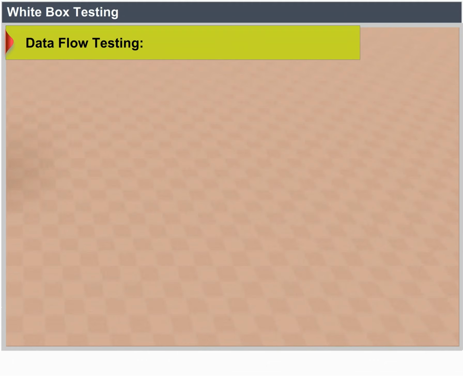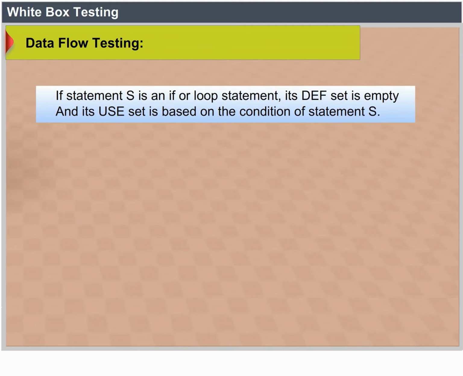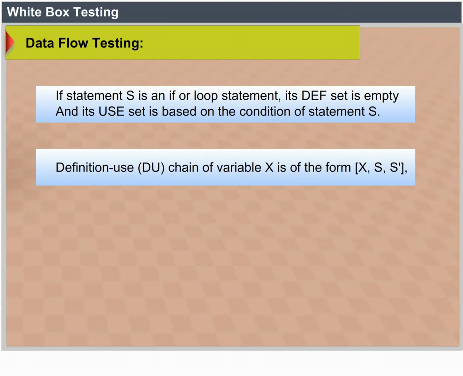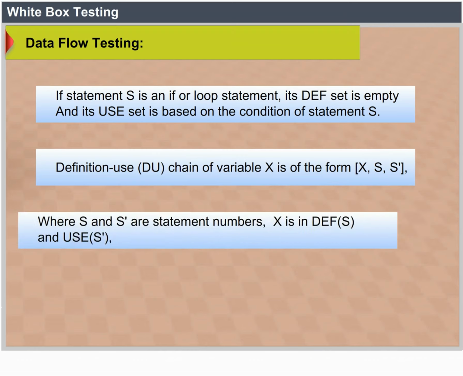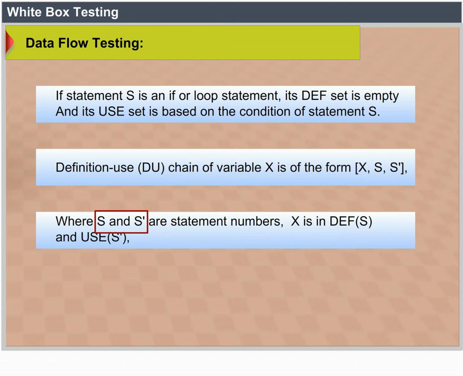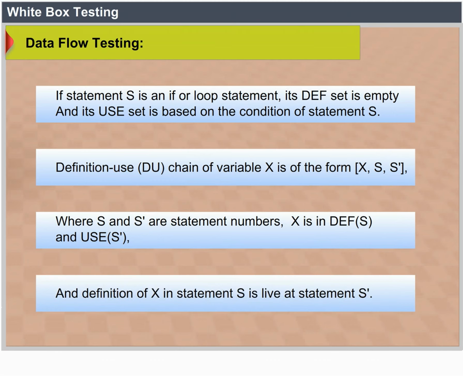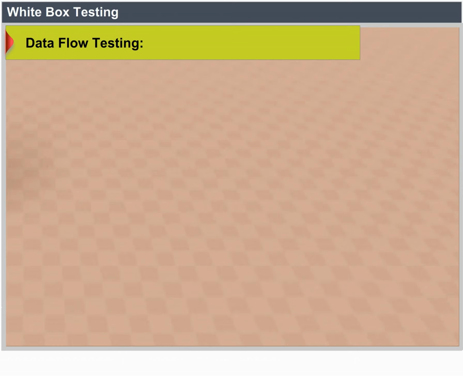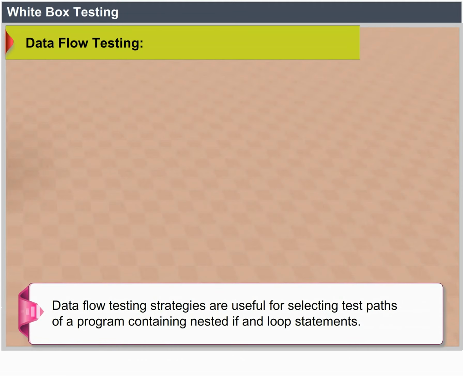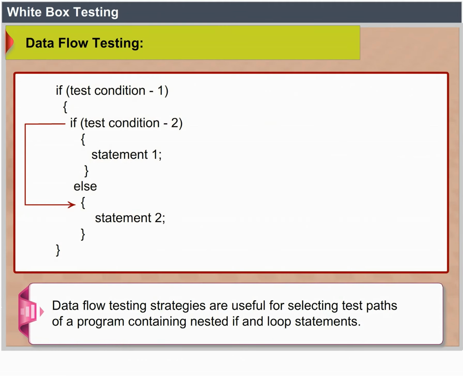If statement S is an if or loop statement, its def set is empty, and its use set is based on the condition of statement S. A definition-use (du) chain of variable X is of the form X, S, S dash, where S and S dash are statement numbers, X is in def of S and use of S dash, and the definition of X in statement S is live at statement S dash. Data flow testing strategies are useful for selecting test paths of a program containing nested if and loop statements.